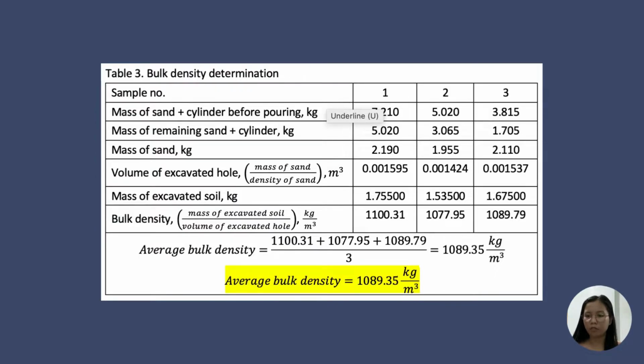To determine the bulk density of the soil samples, this formula is used: mass of excavated soil divided by the volume of the excavated hole. For trial 1, the bulk density is equal to 1,100.31 kilograms per cubic meter. For trial 2, it is equal to 1,077.95 kilograms per cubic meter, and for trial 3, it is equal to 1,089.79 kilograms per cubic meter, and the average bulk density is calculated to be 1,089.35 kilograms per cubic meter.